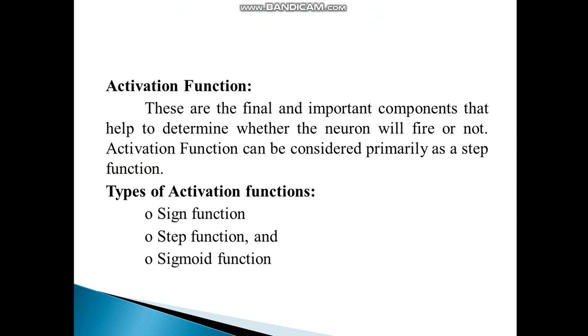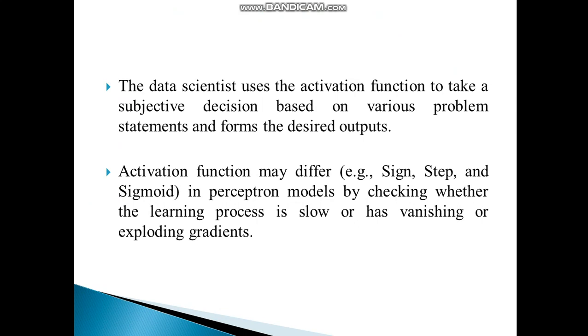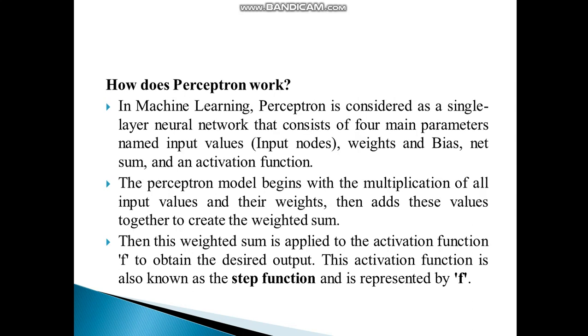Activation function. These are the final and important components that help to determine whether the neuron will fire or not. Activation function can be considered primarily as the step function. Types of activation function: sine function, step function and sigmoid function. The data scientist uses the activation function to take a subjective decision based on various problem statements and forms the desired output. Activation function may differ in perceptron model by checking whether the learning process is slow or has vanishing or exploding gradients. How does perceptron work?